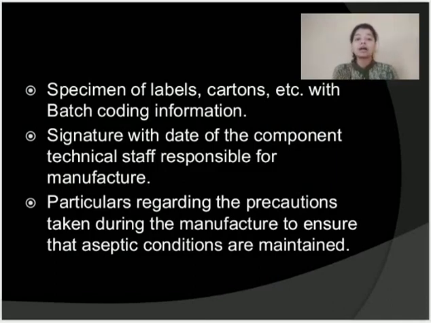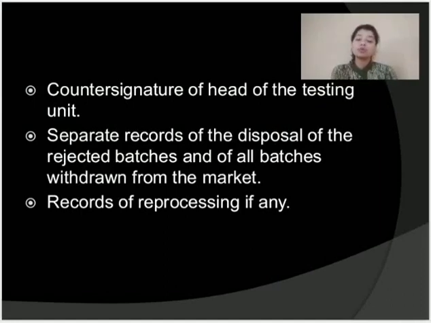Then particulars regarding the precautions which are to be taken or which the manufacturer has taken during the process of manufacturing to maintain the aseptic conditions are to be documented in the record. Then there has to be a countersignature of the head of the testing unit. Then a separate record of the disposal of all the rejected batches or all the batches that are withdrawn from the market due to any condition should be maintained. Records of the reprocessing operations, if reprocessing has been done in any condition, should be maintained.